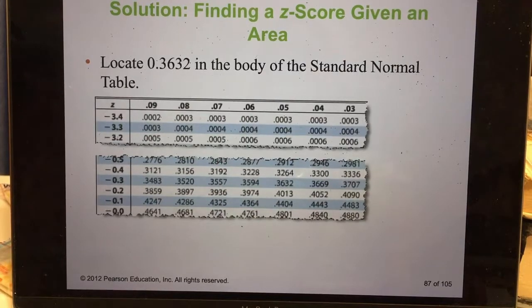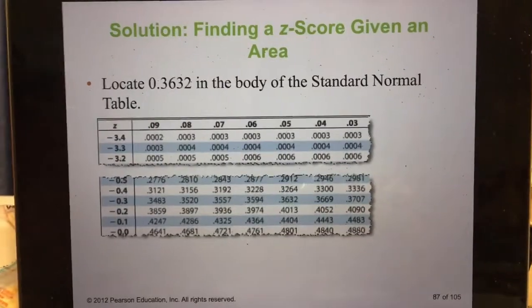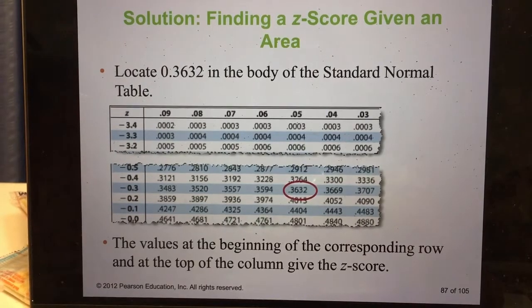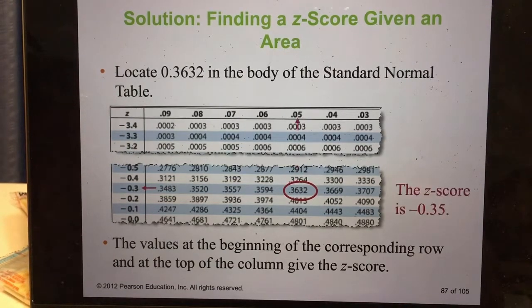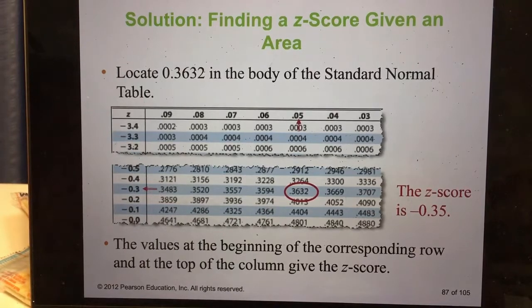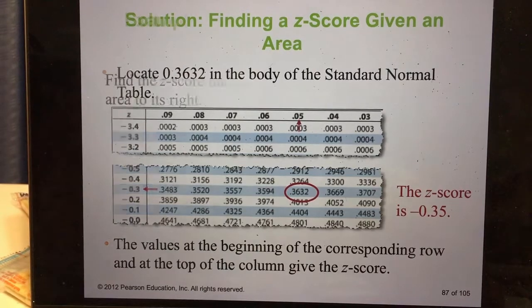And then here's a different table that they're showing you in here that makes it a little bit easier. And they will actually go and find the value for you, 0.3632. And then they'll go to the left and up, and they'll get negative 0.35. And so that is the z-score that goes with what they're asking us here. The values at the beginning of the corresponding row and the top of the row give the z-score.